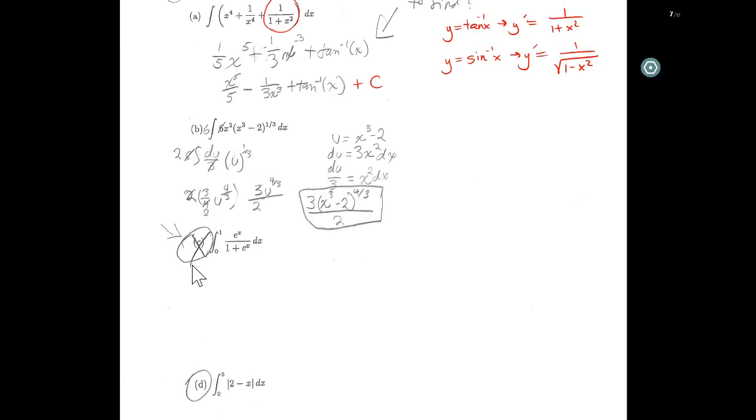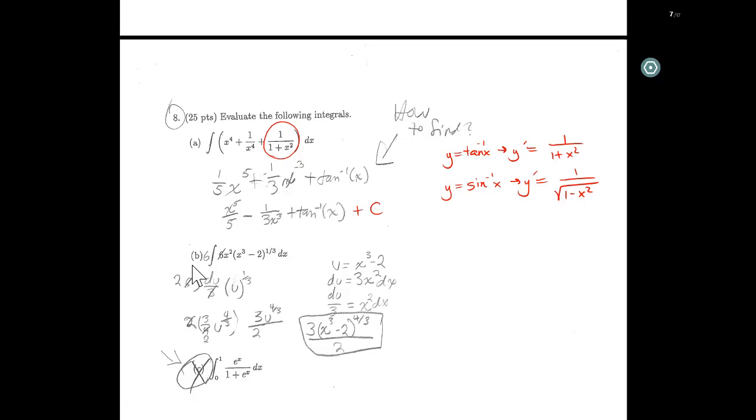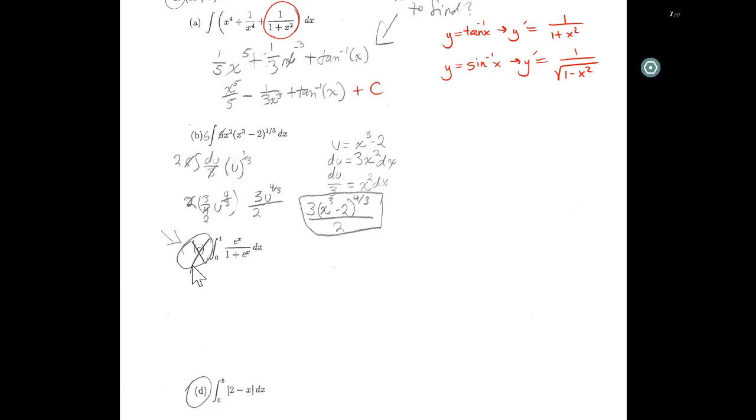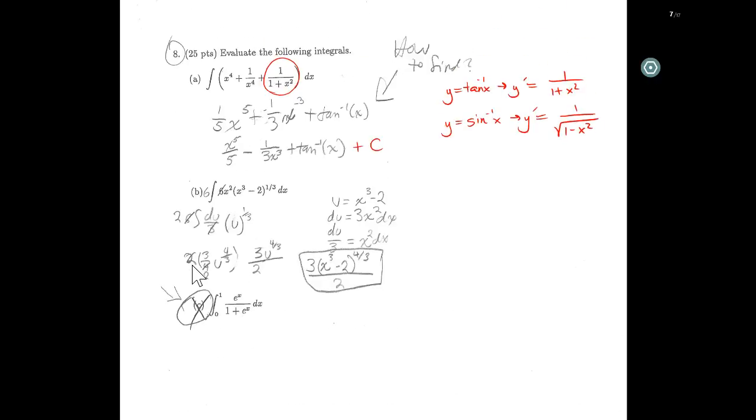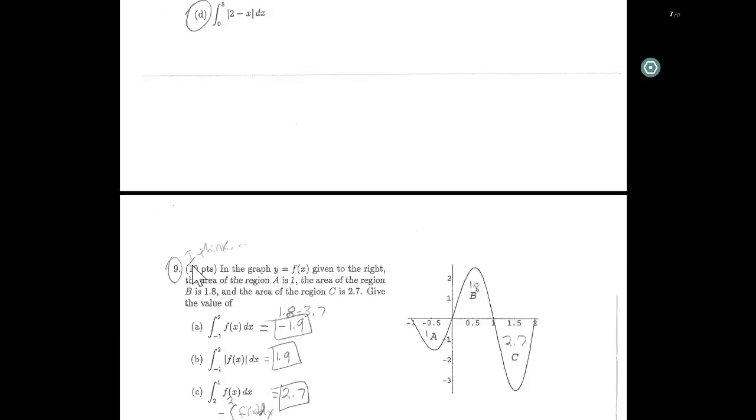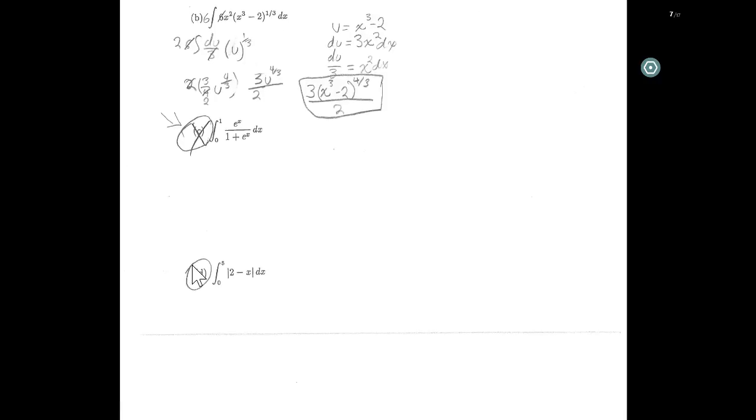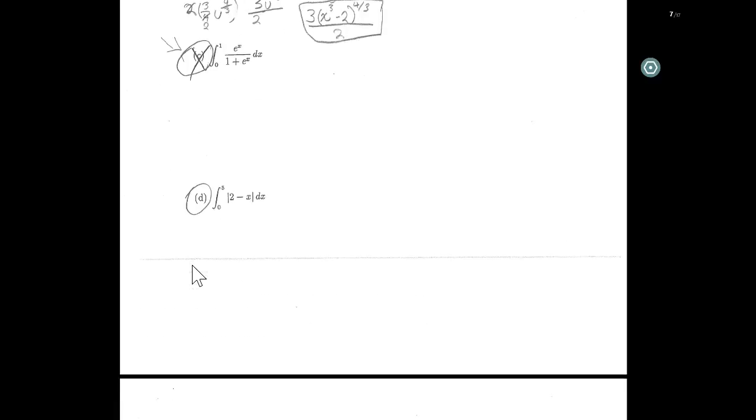Okay. The reason we know it's a tangent inverse and not a u substitution is we don't have an x in the numerator. We would need that in order to use that u substitution. Okay, next one. Looks like you used, I think you're okay with that one. That's good. I see you circled it.